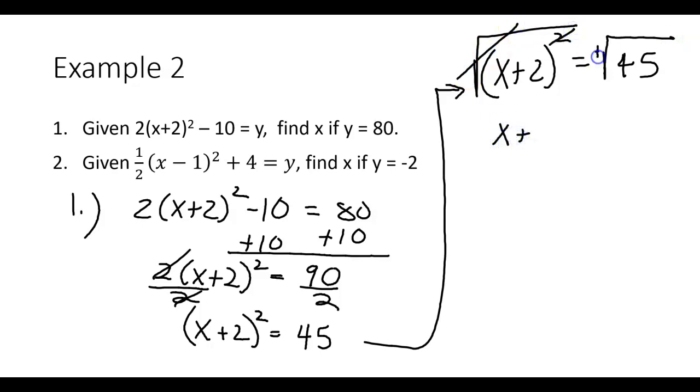We don't want to forget our plus and minus, of course. Now this is where we have to think a little bit. There's no nice square root of 45. So we have to do the old breaking it down, taking out the pair thing.